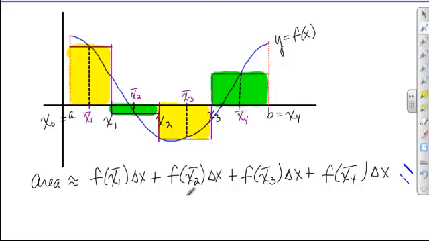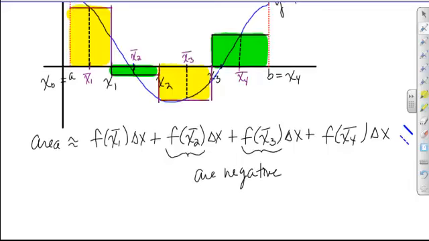Now what's different is f of x sub 2 and f of x sub 3 are negative. So when we actually multiply f of sample point x sub 2 and f of sample point x sub 3 by delta x, that product is a negative value. So a Riemann sum, we can think of it as assigning a negative number to any area that's below the x-axis. And that's absolutely okay when we're working with definite integrals and being estimated by Riemann sums.